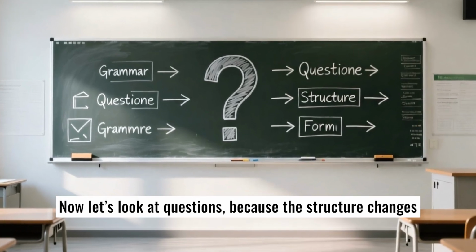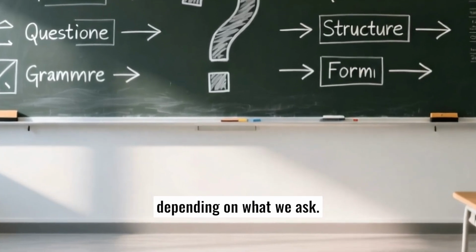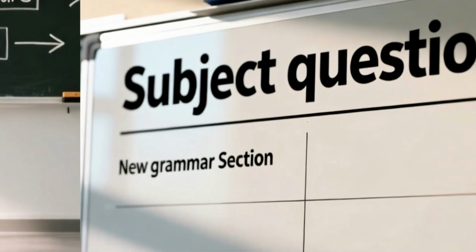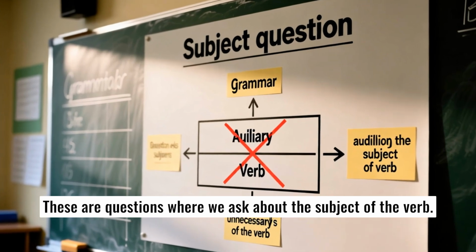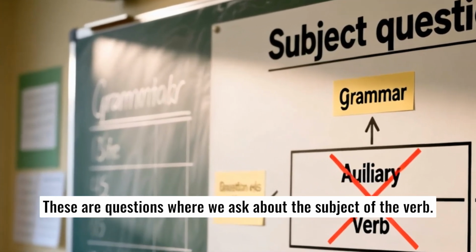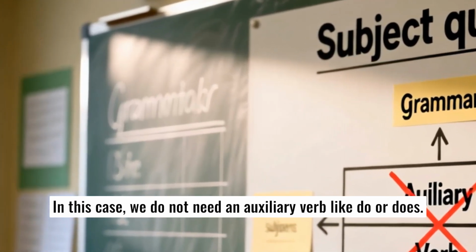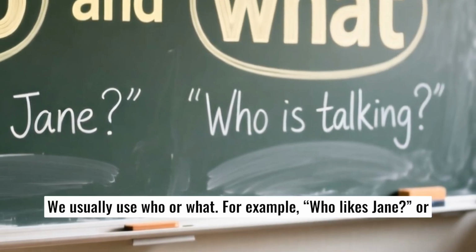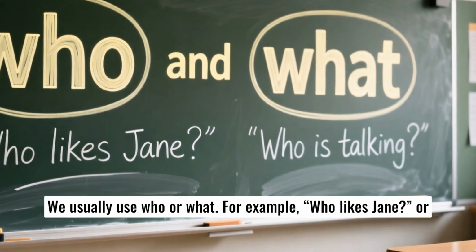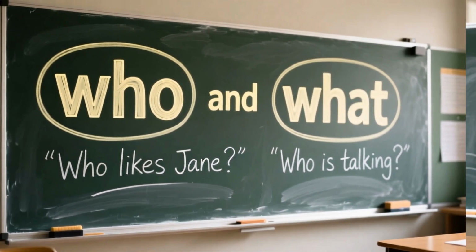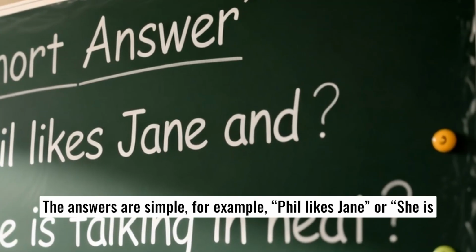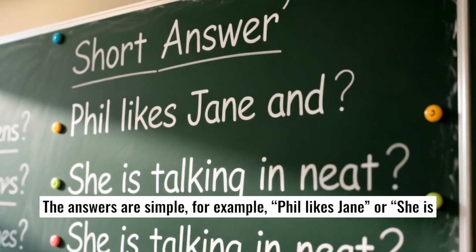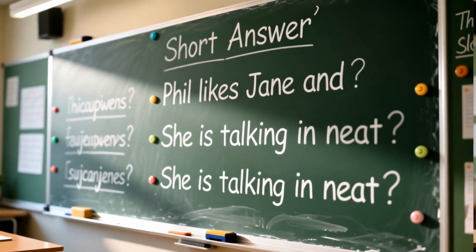Now let's look at questions, because the structure changes depending on what we ask. First, we have subject questions. These are questions where we ask about the subject of the verb. In this case, we do not need an auxiliary verb like do or does. We usually use who or what, for example, who likes Jane or who is talking. In these questions, who is the subject? The answers are simple, for example, Phil likes Jane or she is talking.